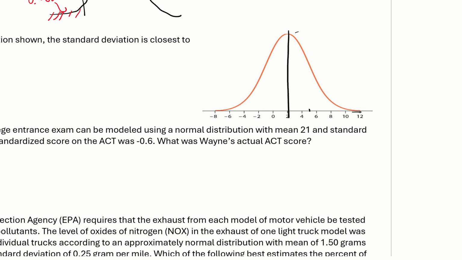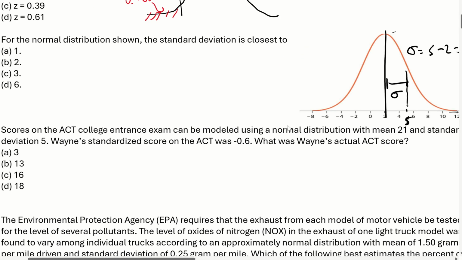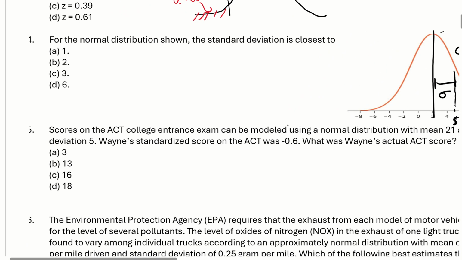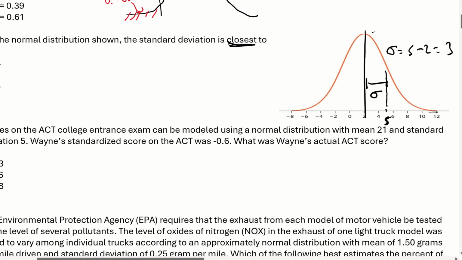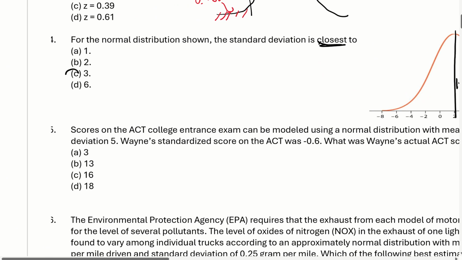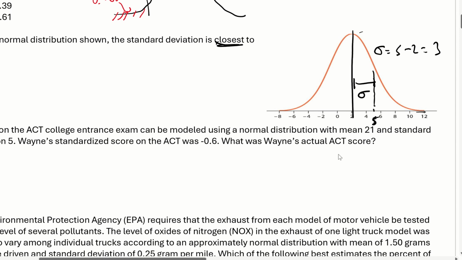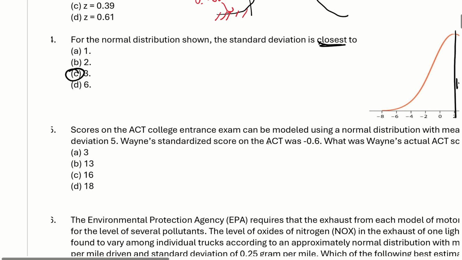Okay, with that in mind, if it's 5, then the distance from here to here is my standard deviation. So what's the distance between 5 and 2? Well, sigma is 5 minus 2, which is 3. So the standard deviation is closest to 3. It may not be exactly that, but it's closest to 3. And if you did choose 6, because you thought it might be 6, then that's fine, but then you would get a value of 4, and 4 is close to 3. So you wouldn't choose anything else other than 3 in this multiple choice.